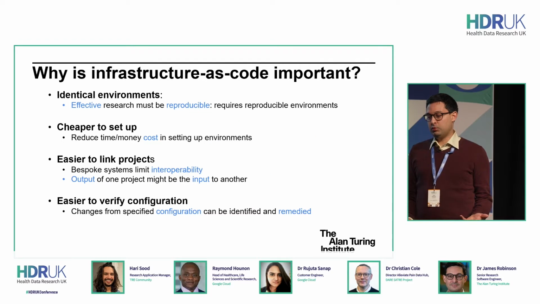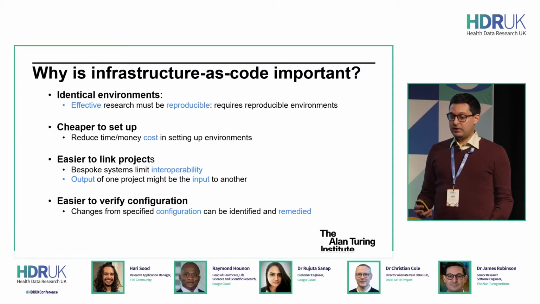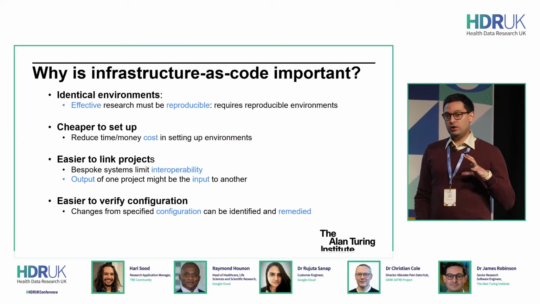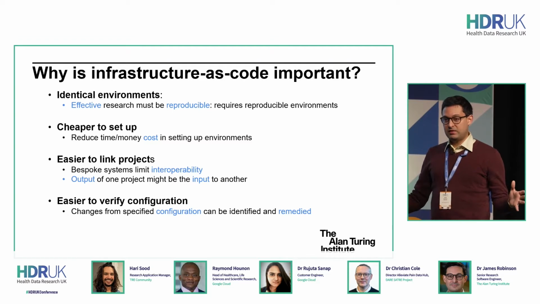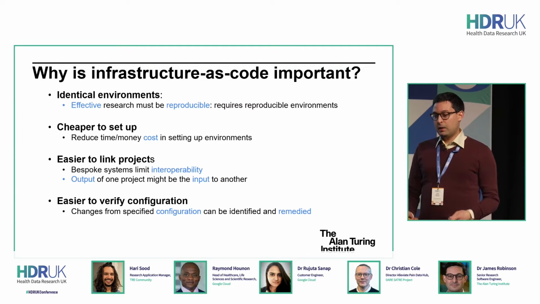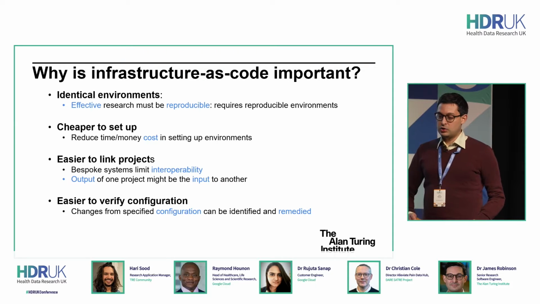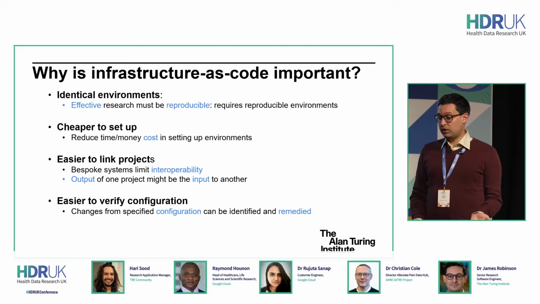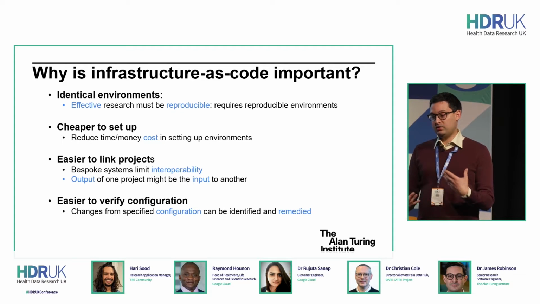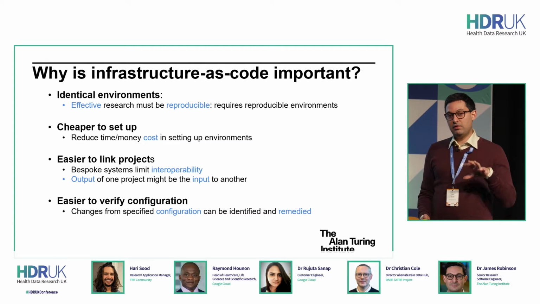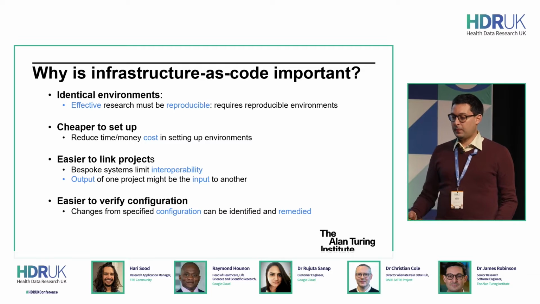So why do we think infrastructure as code is important? It's a great way to get identical environments. So our use case is really for short-term products. We're not the front end to a big data set like some TREs are. Each product is coming with its own set of data for a particular product. And we really want to be able to say, we'll spin up a new environment that's going to be just as secure, just as safe as any other one. We can do it at any time, at very short notice. Infrastructure as code also can be cheaper to set up, where you're reducing the time and money cost in setting up environments. It can be easier to link different products together, and easier to verify that the configuration you've set up is actually the one you wanted.